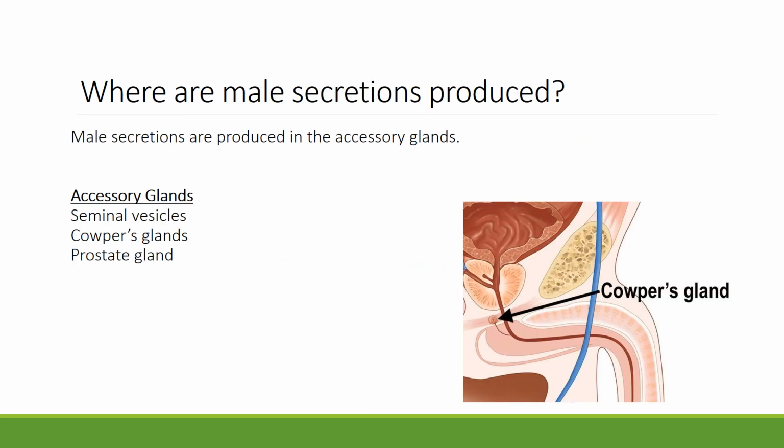I mentioned the term accessory gland. An accessory gland is a gland that contributes to reproduction, but the sperm cell does not pass through it. It's in the accessory glands that male secretions are produced, and those accessory glands are the seminal vesicles, Cowper's glands, and the prostate gland.